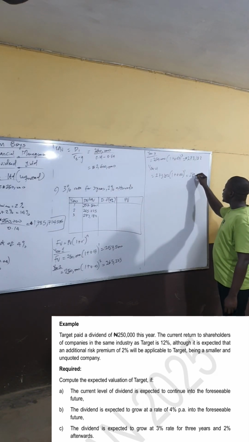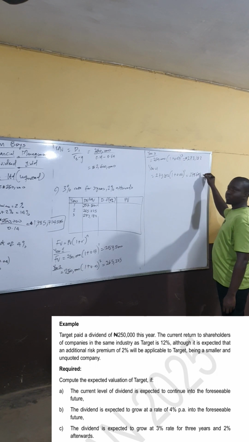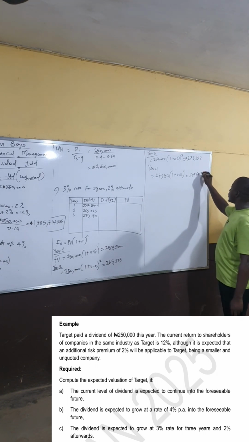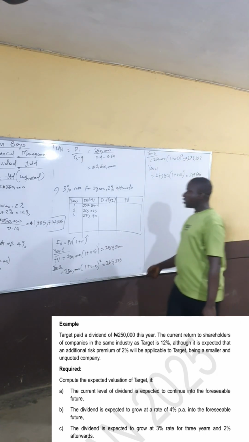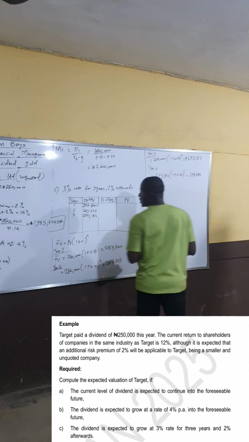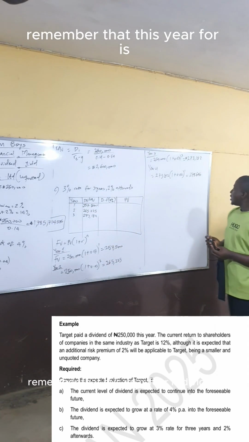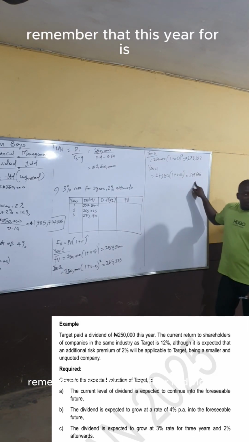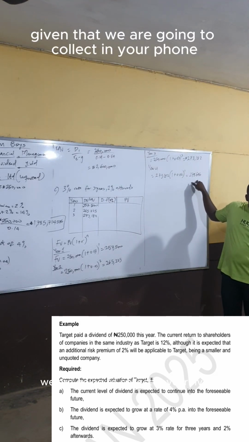278,645.64. 278,645.64. And just do 0.46. So, but now, remember that this year 4 is the dividend we are going to collect in year 5.